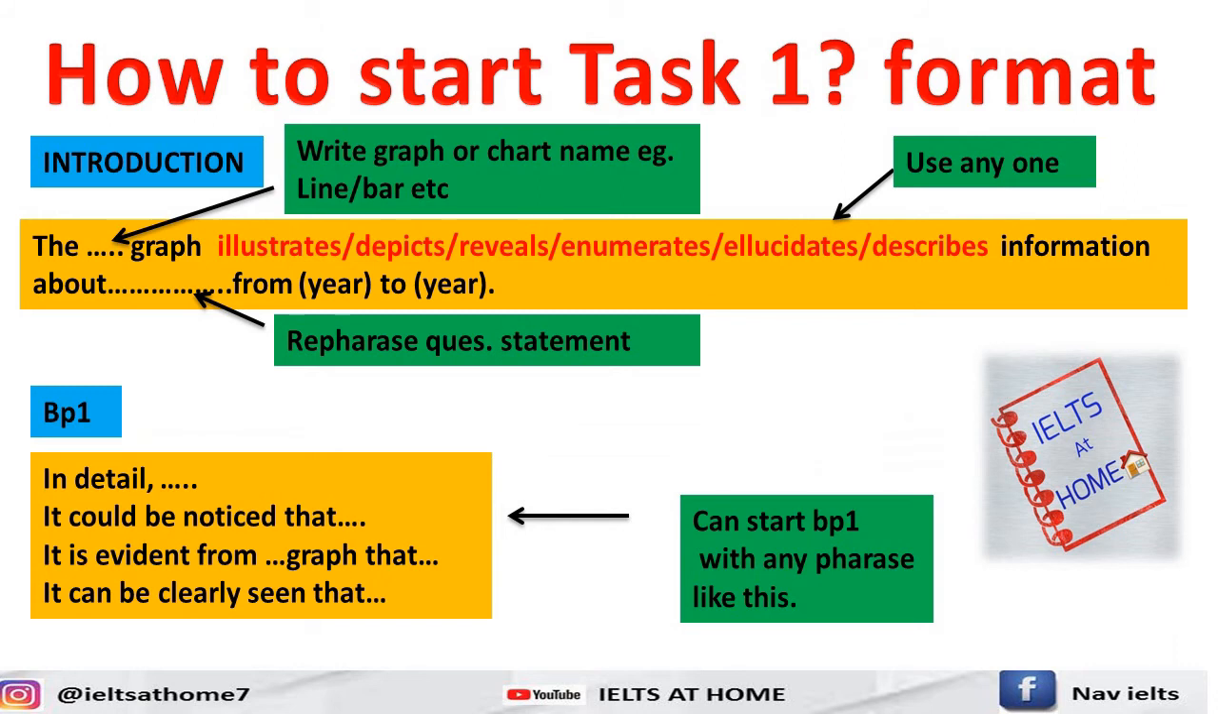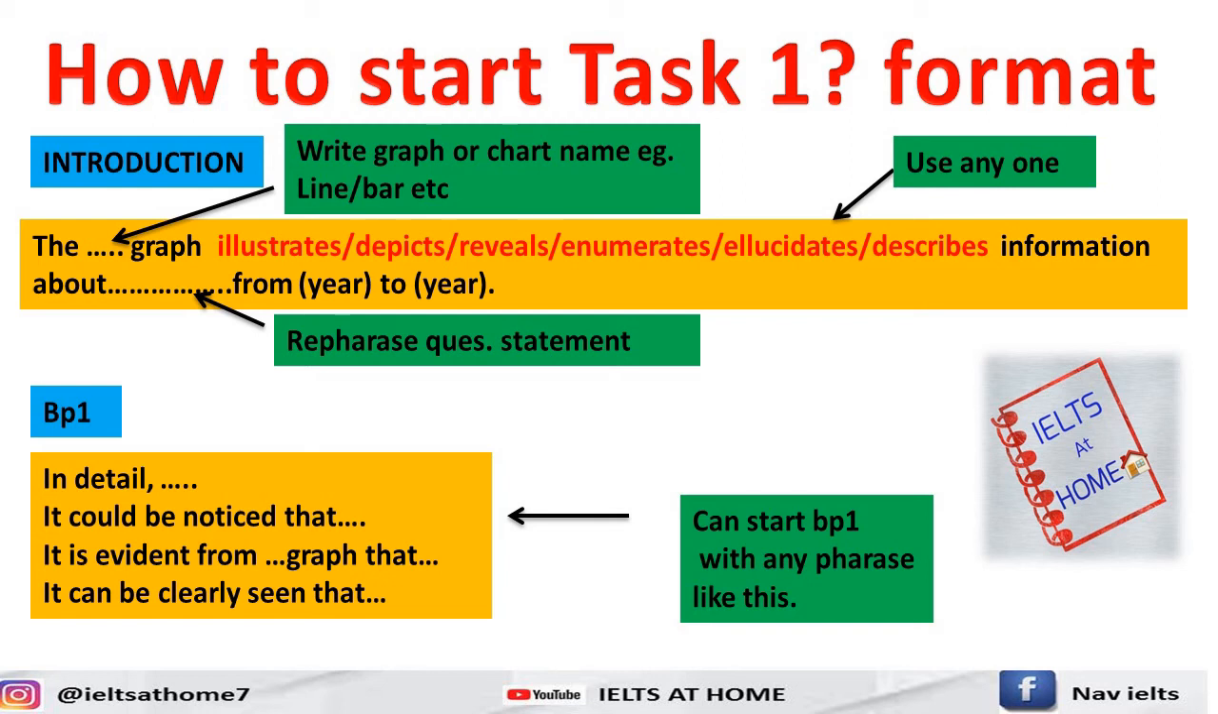So let's discuss the format in detail. Firstly, write the introduction. Don't mention introduction as a heading. Don't write headings for introduction, body paragraph 1, 2, or overview. I have just written this to tell you about the particular paragraph, so don't copy that. For writing the introduction, you first need to write the name of the graph or the chart, like the line graph, and then use a word which I put in red color: illustrates, depicts, reveals, enumerates, elucidates, describes. You can choose any one from that.